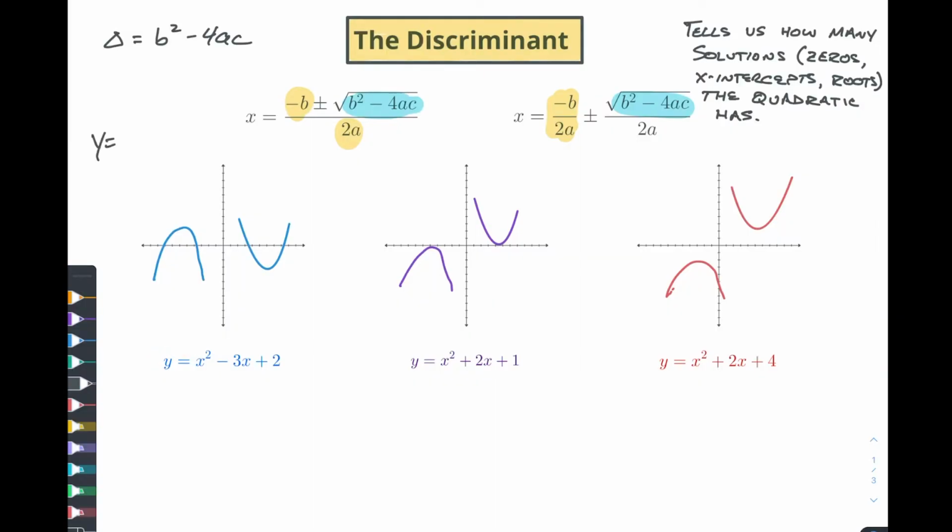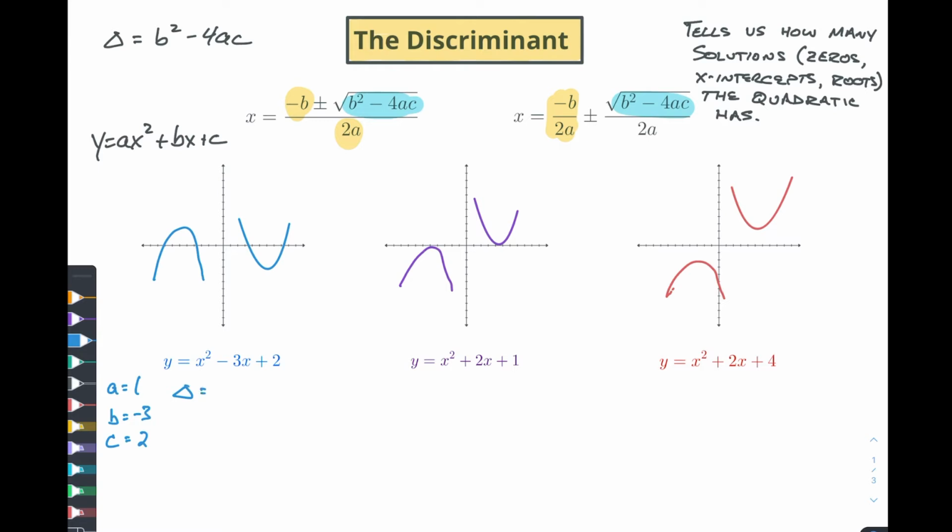To start with, we need to have this in standard form. Standard form is when it's written like this, and we say that the a is the value in front of the x squared, the b is the value in front of the x, and the c is the value without a variable attached to it, or the constant value. If we look at our first blue example here, we can see that a is equal to 1, b is equal to -3, and c is equal to 2.